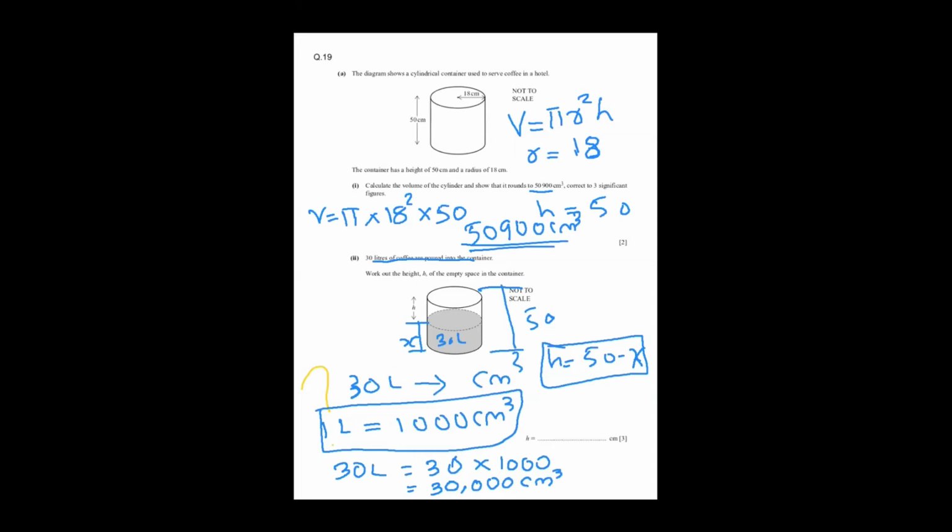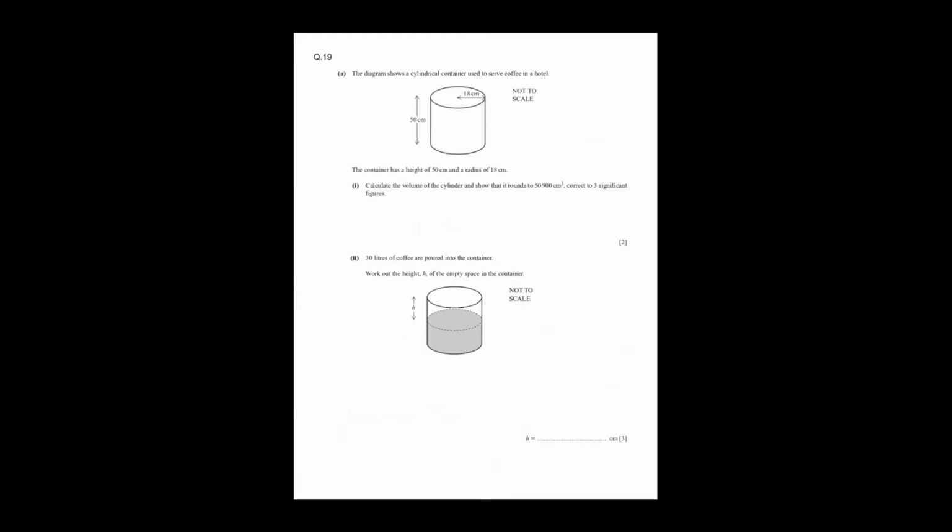Can I clear this screen? I guess you followed this, right? So I'm going to clear this. We got the volume of this coffee is equal to 30,000. So 30,000 is equal to, what is the equation for the volume of a cylinder? Pi multiplied by radius squared, so 18 squared, and this height we know, let it be x.